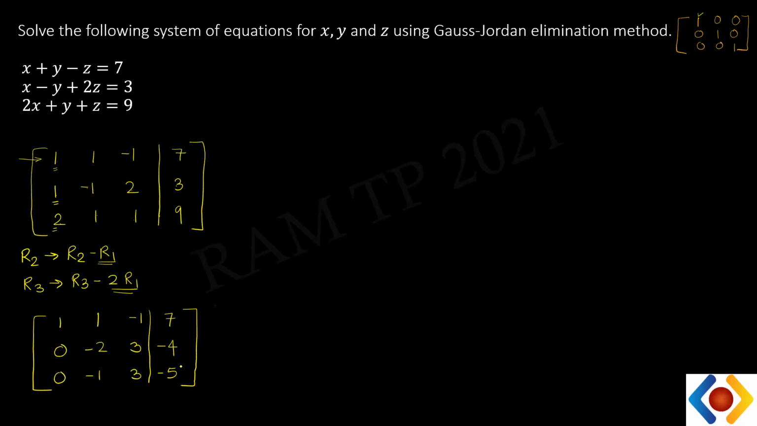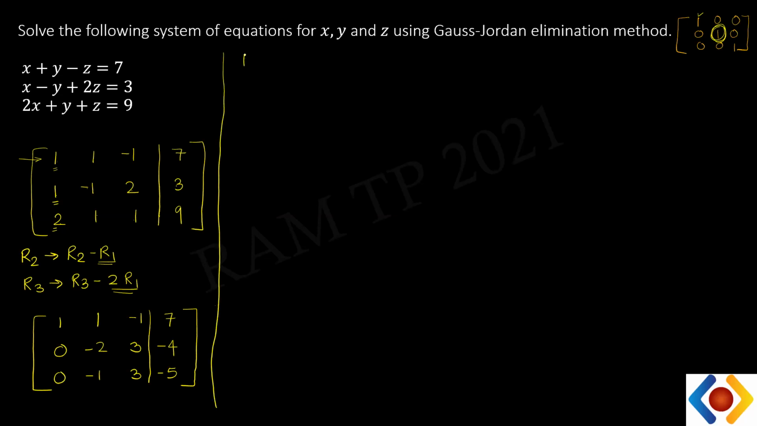Yes, sir. Everybody clear? Now we do the second row. We have to convert that minus 2 to plus 1. What do we do? We divide row 2 by negative 2, or multiply by minus 1 by 2. Okay, let's do that one operation first. Only that one operation.